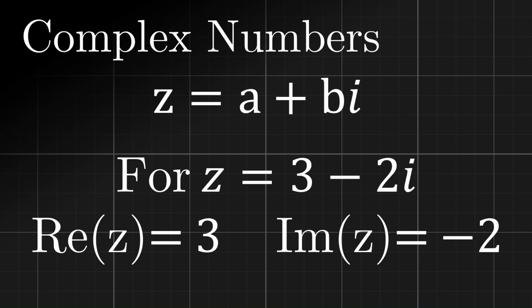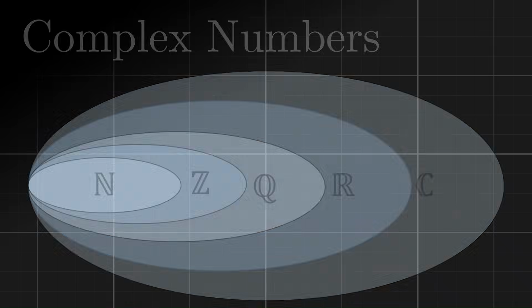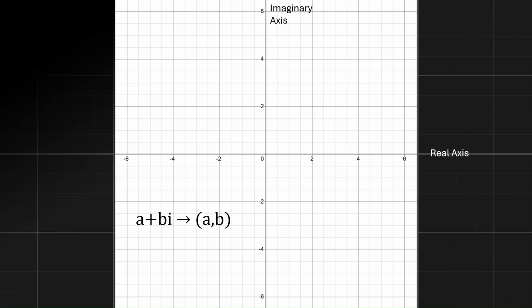If the imaginary part b is 0, we just have a regular real number. If the real part a is 0, and b isn't, we have a pure imaginary number. So the set of complex numbers, denoted by C, actually includes all the real numbers R plus all these new numbers. We can visualize complex numbers on a 2D plane called the complex plane, or Argand diagram. The horizontal axis represents the real part, and the vertical axis represents the imaginary part. So the complex number a plus bi corresponds to the point (a, b) on this plane.